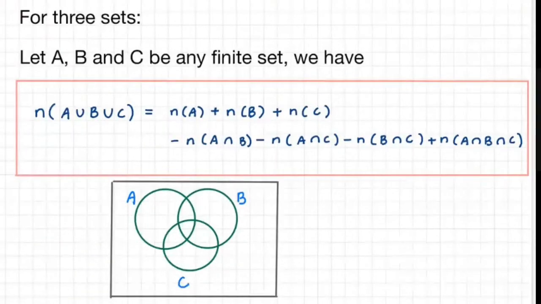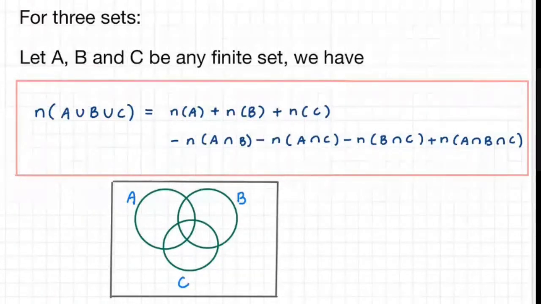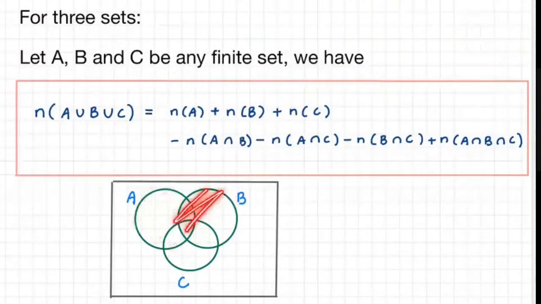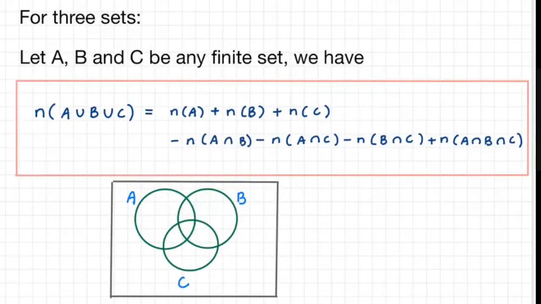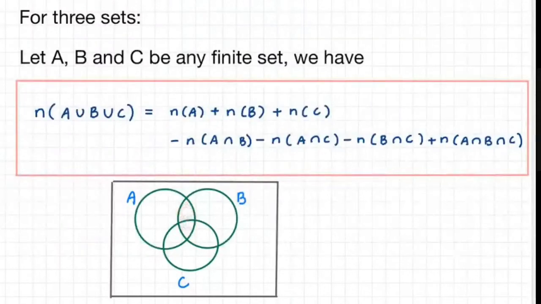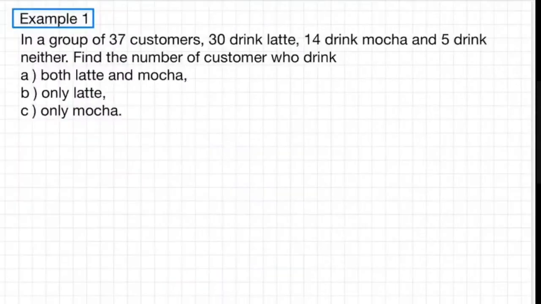First add the number of elements for each set: the number of elements in A, and add the number of elements in B, and add the number of elements in C. Then you have to subtract the number of elements in the intersection parts: A intersection B, A intersection C, and B intersection C. And the last one, you have to add back the number of elements in A intersection B intersection C.